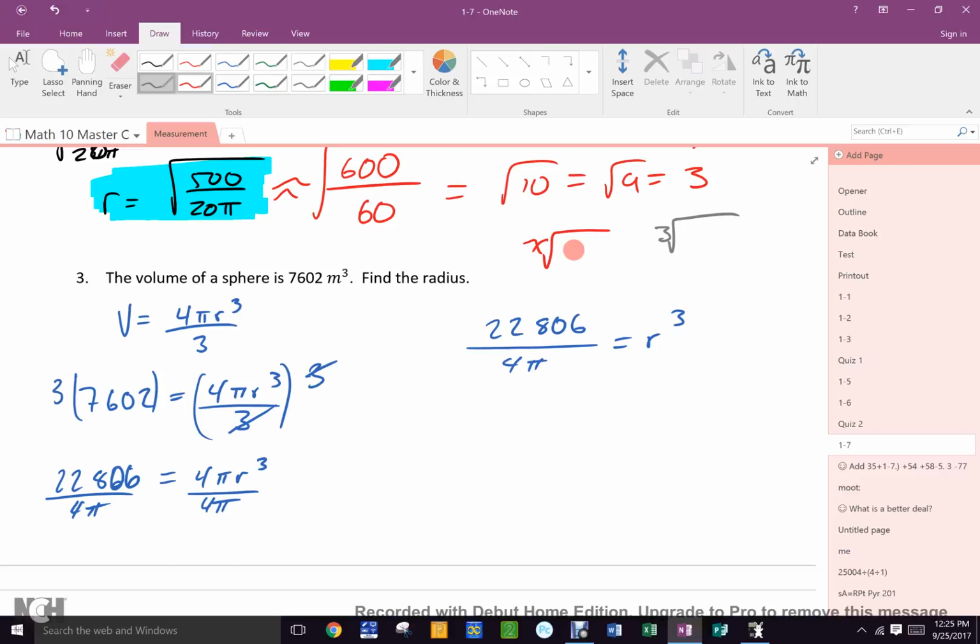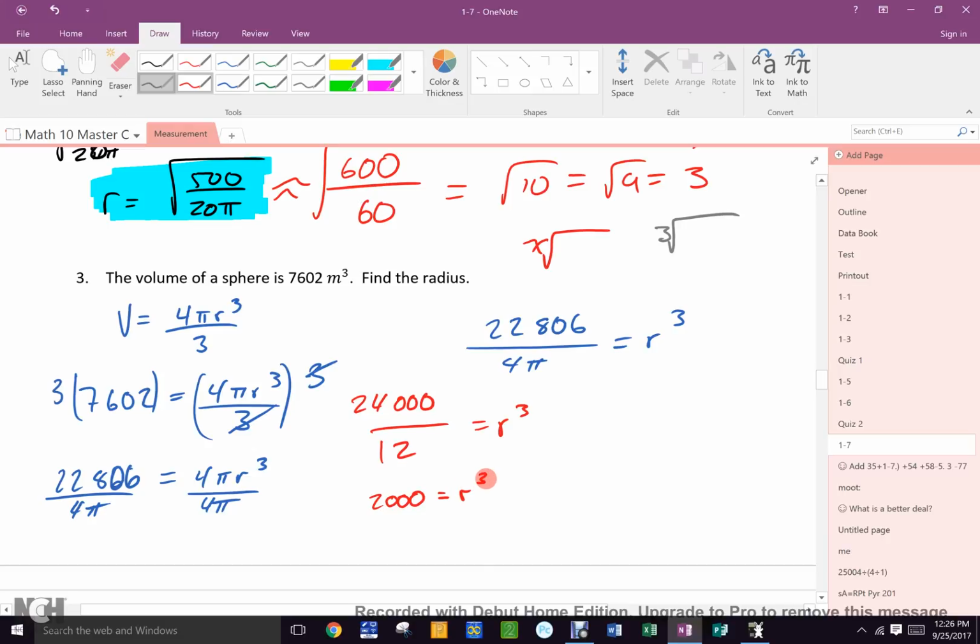He said stop. Is now the time to estimate? This is close to what? Our estimate, I'm going to do in red. What's this close to? 12. What number close to 22,800 would work with 12? 24,000 divided by 12 equals r cubed, yes? What's 24,000 divided by 12? 2,000. Right? Equals r cubed, yeah?